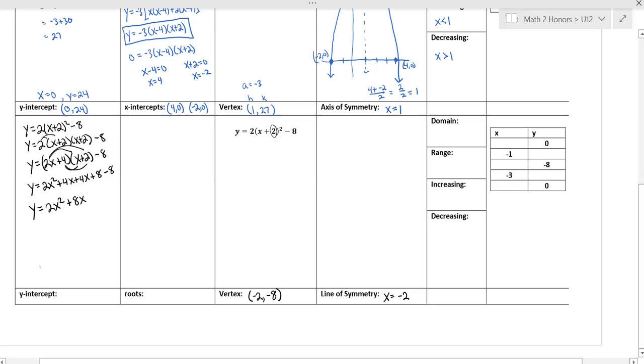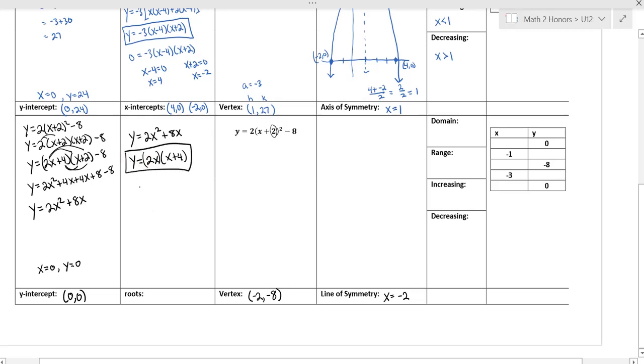So in this case, if I plug in 0 for x, I'm going to get 0 for y. So 0, 0 is my y-intercept. This is going to be easier to factor. All we need to do is factor out the greatest common factor, which is 2x. And we're left with x plus 4. So we got 2x times x plus 4. And that's our factored form.